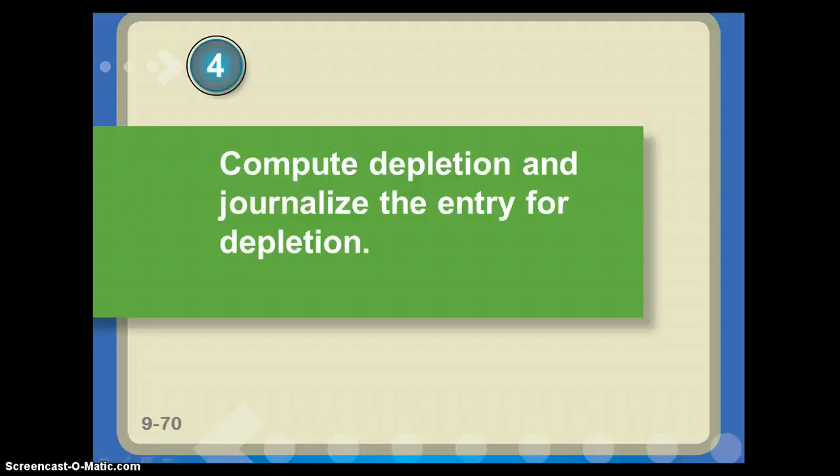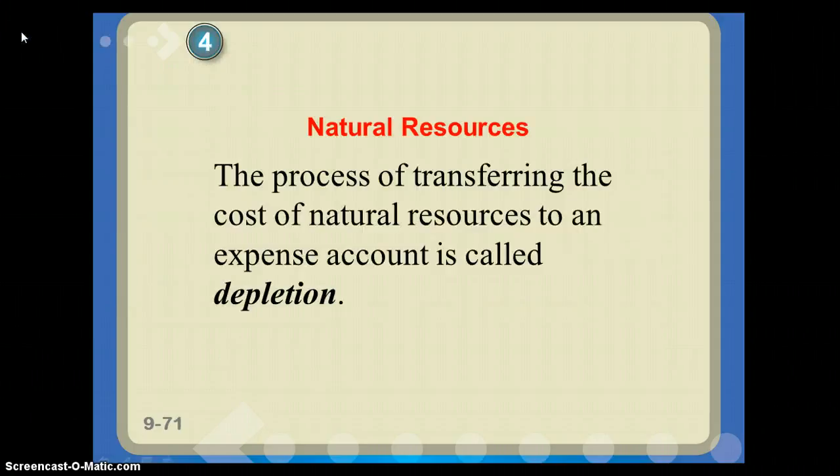The fourth goal of this chapter is to compute depletion and journalize the entry for depletion. Natural resources are land and other things in nature that the company might own. The process of transferring the cost of those natural resources to an expense account is called depletion. It's like depreciation, except natural resources don't depreciate, they don't become lower in value, they become depleted, they become gone.